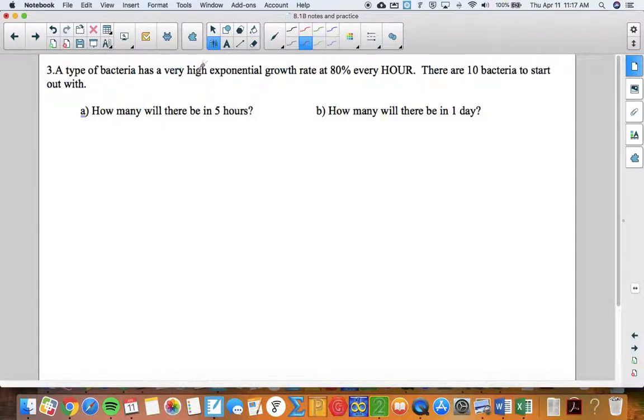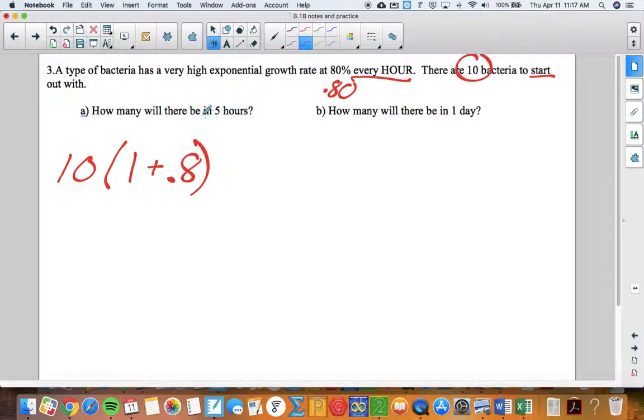A type of bacteria has a very high exponential growth rate of 80% every hour. Every hour that grows by 80%. There are 10 bacteria to start with. How many will it be after 5 hours? So our initial amount is 10 bacteria. It's going to grow, so you take 1 plus 80%, so that's 0.8 or 0.80.